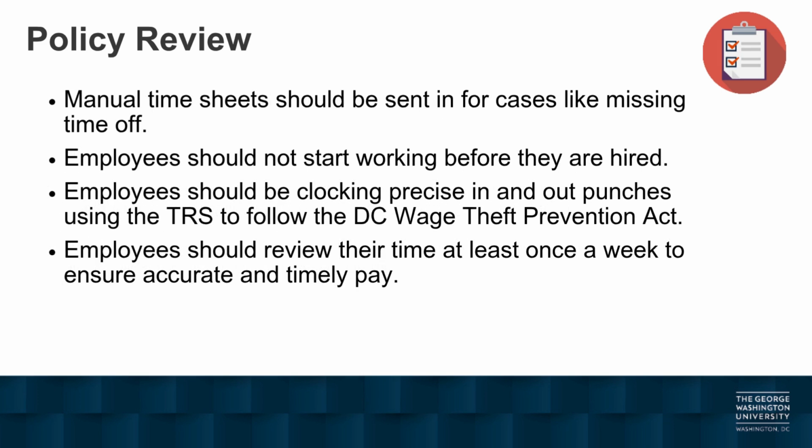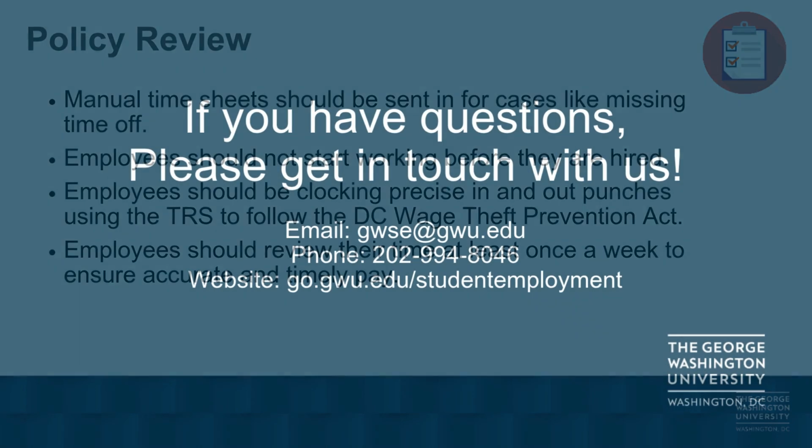Manual timesheets should be sent in for cases like missing time off. Employees should not start working before they are hired. Employees should be clocking precise in and out punches using TRS to follow the DC Wage Theft Prevention Act. Employees should review their time at least once a week to ensure accurate and timely pay.